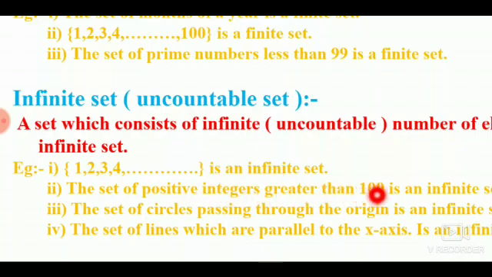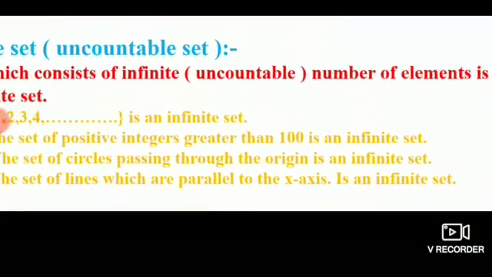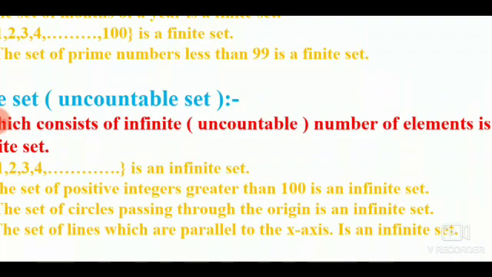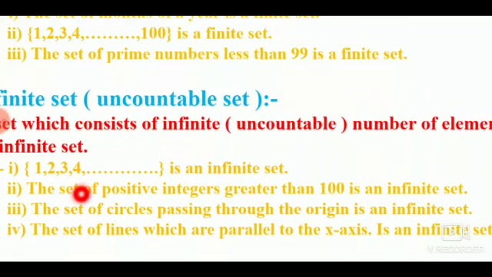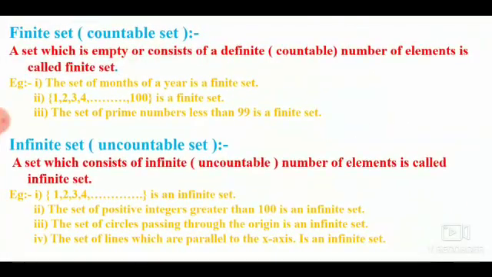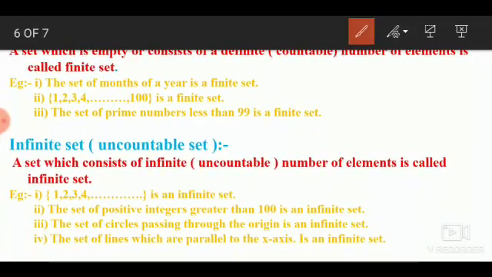Positive integers greater than 100. There is an uncountable number of positive integers which are greater than 100. Therefore, such a set is also called an infinite set. The set of circles, dear students, here we have one more example. The set of circles passing through the origin is an infinite set. For the set of circles which are passing through the origin, we can draw an uncountable number of elements.